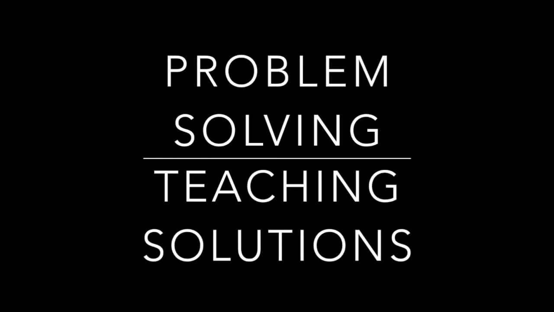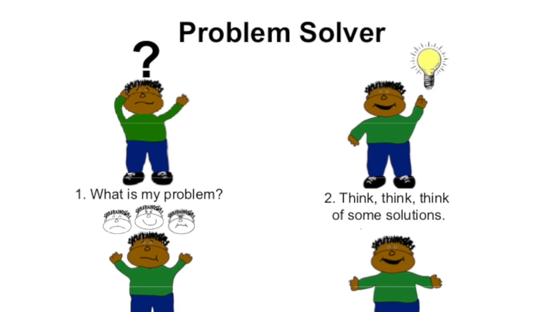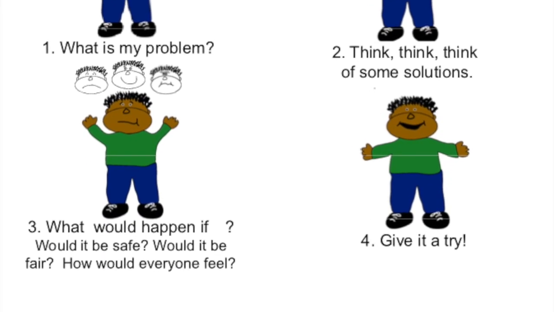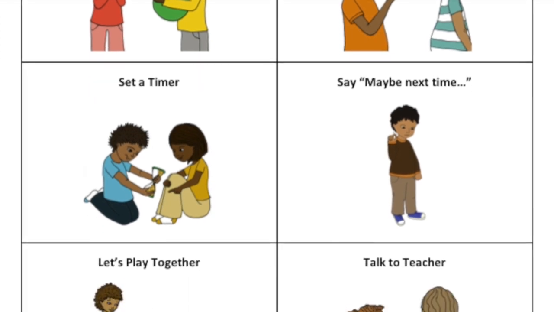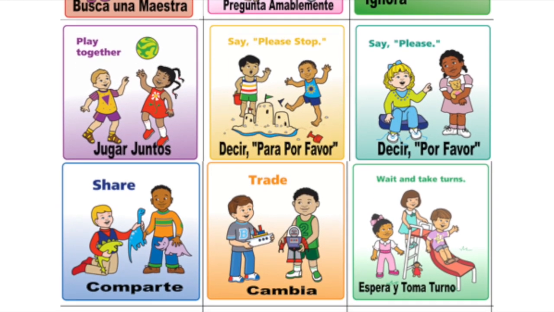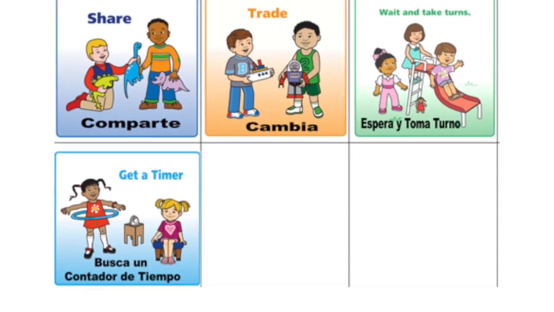Problem solving, teaching solutions. Teaching children how to solve problems involves teaching the steps to solving problems and possible solutions. Teach children possible solutions when they are calm. Use problem-solving visuals and have children practice using the solutions so they are better able to use them in the moment.